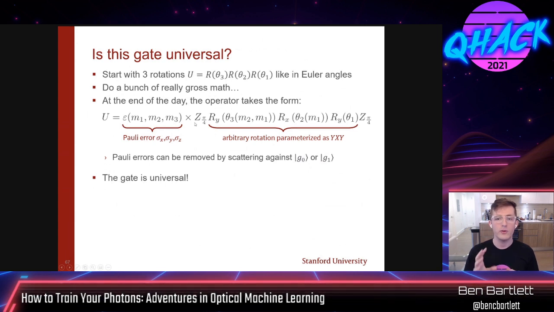So basically, we can do an arbitrary rotation plus some error, and then this error can actually be deterministically removed by scattering the photon against the atom that is initialized to the G0 or G1 state. So the answer is yes, this gate is universal. You can use sequences of these teleported scattering operations to build up arbitrary single qubit gates.